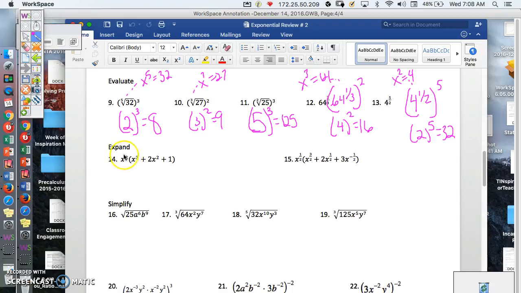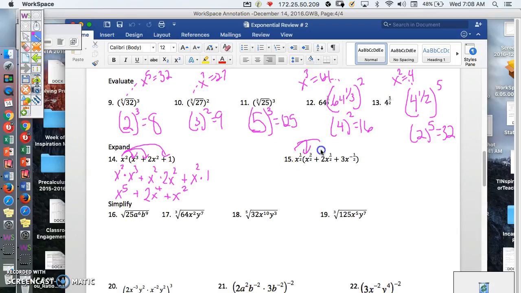Now these next ones here we have to distribute. And it helps to write it out. So we have x squared times x cubed plus x squared times 2x squared plus x squared times 1. So x squared times x cubed, we add our exponents, so x to the 5th, plus 2x, 2 and 2 is 4, plus x squared.